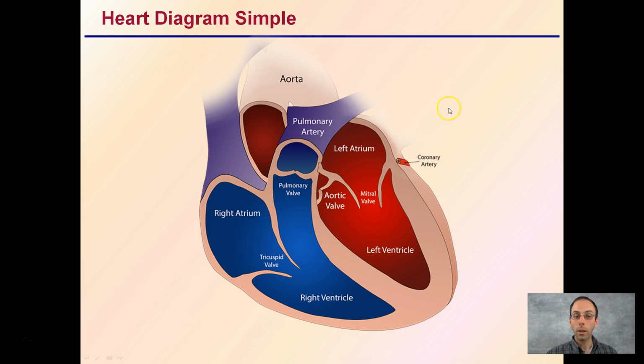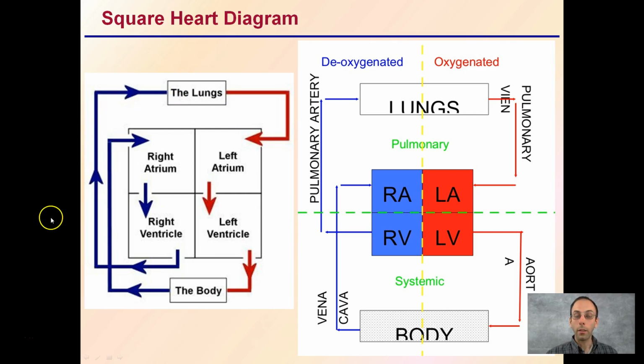Then that gets oxygenated, comes back in the left atrium. As it travels from the left atrium to the left ventricle, it goes through the mitral valve. From that valve there, before it's pumped to the rest of the body up the aorta, it has to go through the aortic valve. So make sure you have the atriums, the valves, and also the proper veins and arteries labeled. And in a square heart, I find that's the easiest way for students to understand.